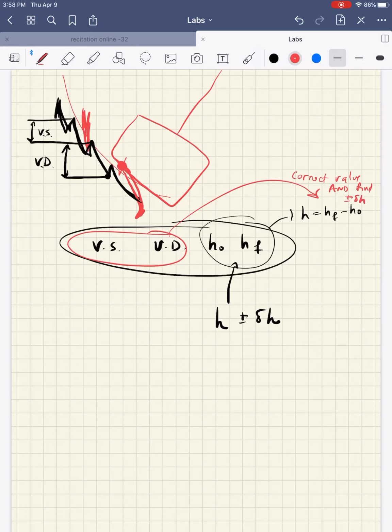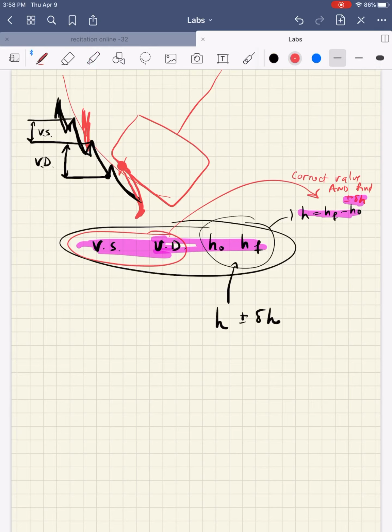So very similar to what you did when you did the centripetal lab, you're going to be trying to estimate the size of the uncertainty in H based on these measurements right here. I'm not going to tell you exactly how it works. You're going to be correcting H from this value and finding the uncertainty with vertical spacing and vertical drop. So you're going to try to come up and understand how that works.